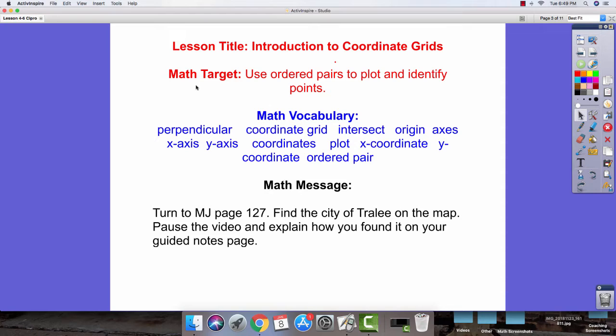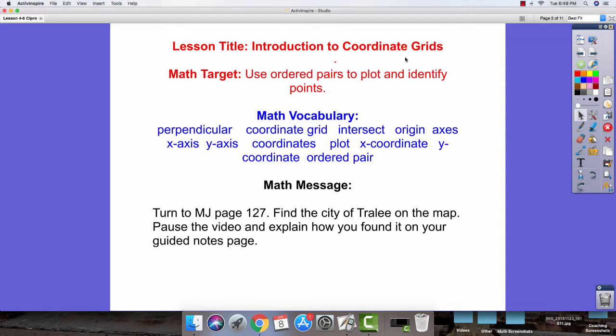So today's lesson is about coordinate grids, and it's a very basic introduction lesson. So I think if you stay with me today, I think you're going to be okay. But if you have questions, feel free to ask the teacher, okay? They can certainly help you with this. Or ask a classmate. They can certainly help you with it.